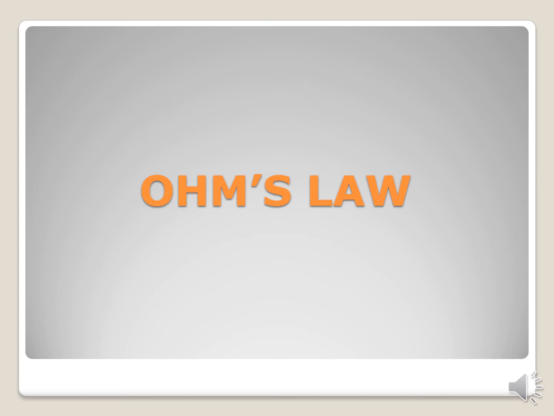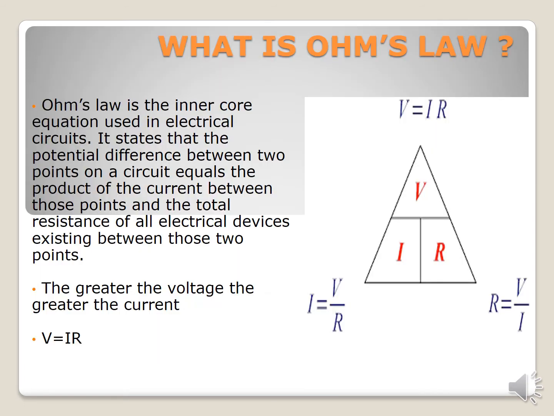Ohm's law. What is Ohm's law? Ohm's law is the inner core equation used in electrical circuits. It states that the potential difference between 2 points on a circuit equals the product of the current between those points and the total resistance of all electrical devices existing between those 2 points. The greater the voltage, the greater the current. The equation is V equal to I times R.